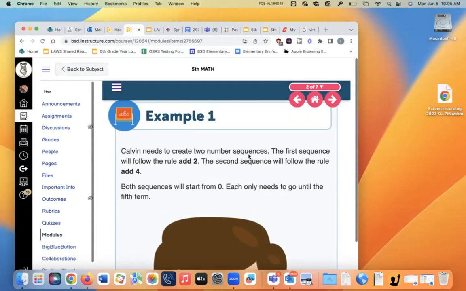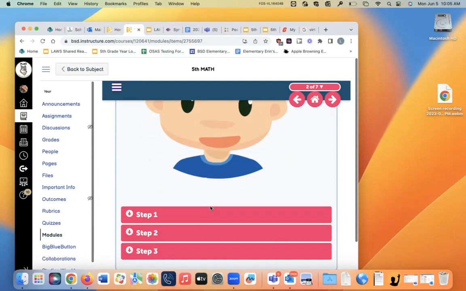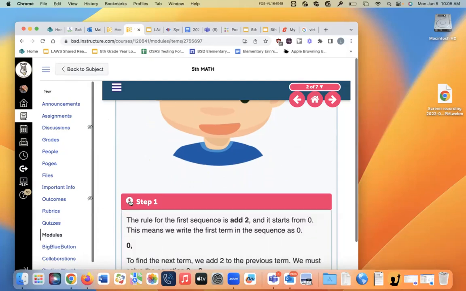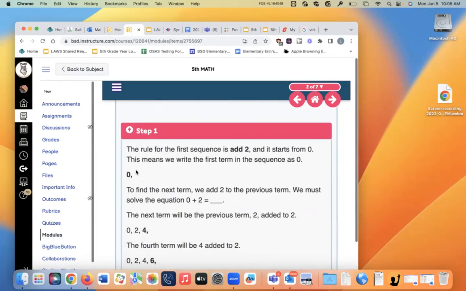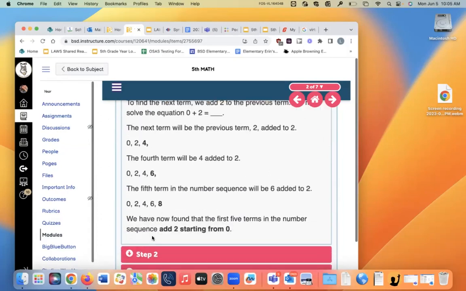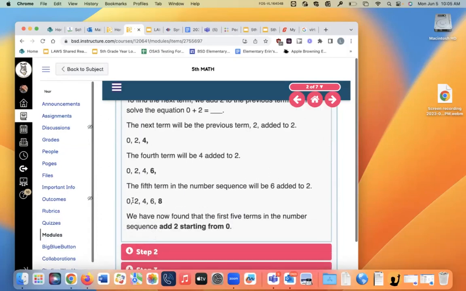Calvin needs to create 2 number sequences. The first sequence will follow the rule add 2. The second one will follow the rule add 4. Both sequences are going to start from 0. Each only needs to go until the 5th term. So if you were asked to do that, you'd start at 0 and you'd create 5 terms. 0, 2, 4, 6, 8. That's 5 terms: 1, 2, 3, 4, 5.